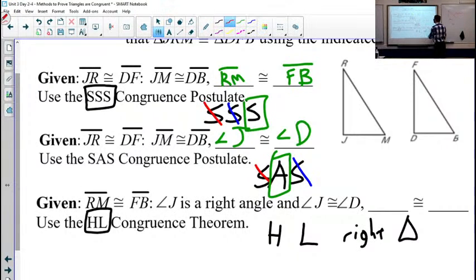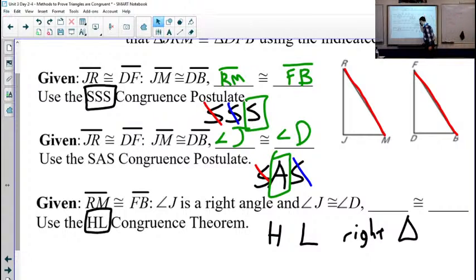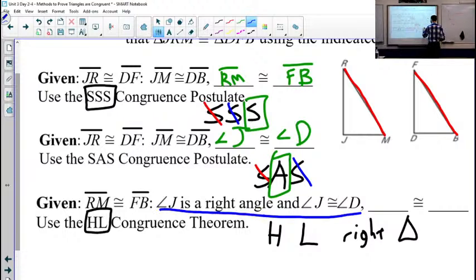We've got R to M and F to B, so we have a pair of sides here. We'll figure out which pair of sides that is in a second. Then I have angle J is a right angle, and angle J is congruent to angle D. So angle J is a right angle, so I'm going to make a box. Show it's a right angle. And then it says angle J is congruent to angle D. Oh, that means that this is also a right angle. Since they're congruent, they've got to measure the same. So they're both right angles. So that tells me right triangle.